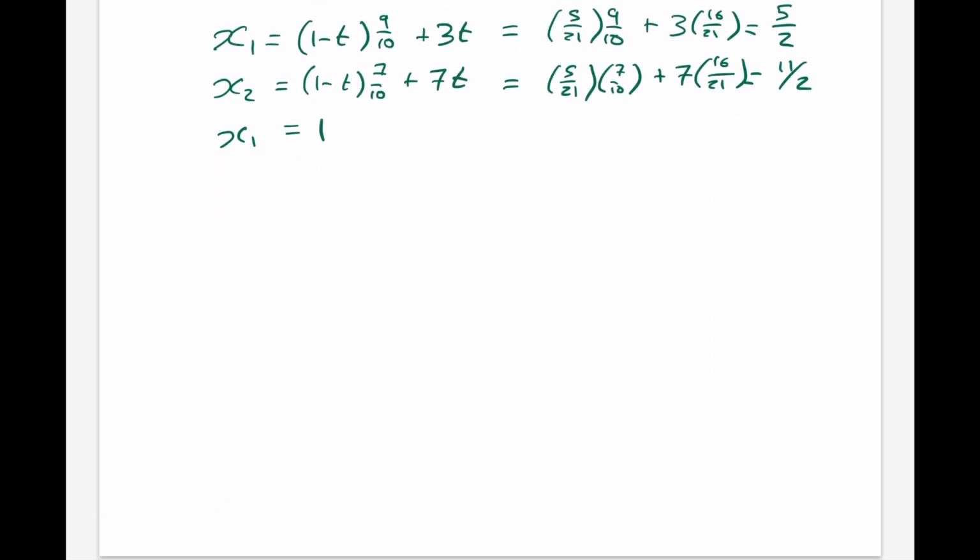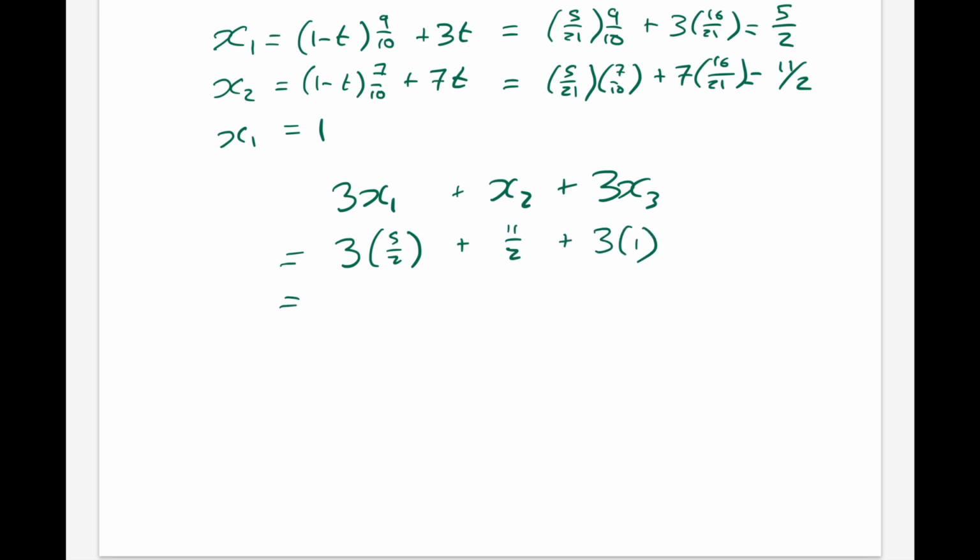And you can double check that in the objective function that still gives us the optimal value of 16. So our objective function here was maximize 3x1 plus x2 plus 3x3, which would correspond to 3 multiplied by 5 over 2 plus 11 over 2 plus 3 multiplied by 1, giving 15 over 2 plus 11 over 2 plus 3, which does indeed give 16. And so the solution remains optimal. It's just not a basic solution anymore, but it's still an optimal solution.